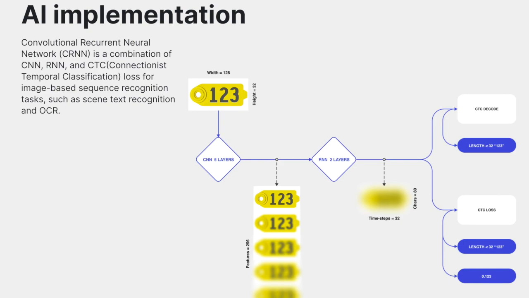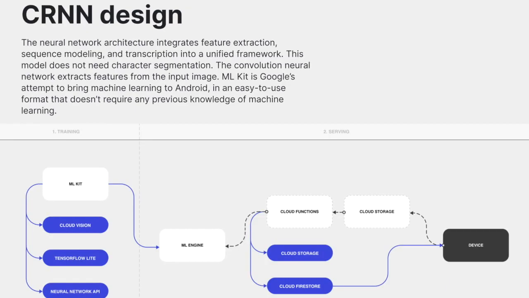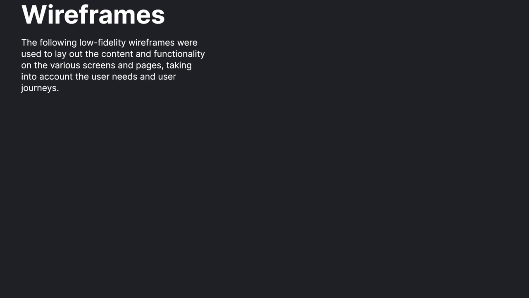For the AI implementation, I decided to use a convolutional recurrent neural network, which is a combination of CNN, RNN, and CTC, which is used for image-based sequence recognition tasks. The neural network architecture integrates feature extraction, sequence modeling, and transcription into a unified framework. This model does not need character segmentation. The convolutional neural network extracts features from the input image, and the ML kit is used to bring the machine learning to Android.